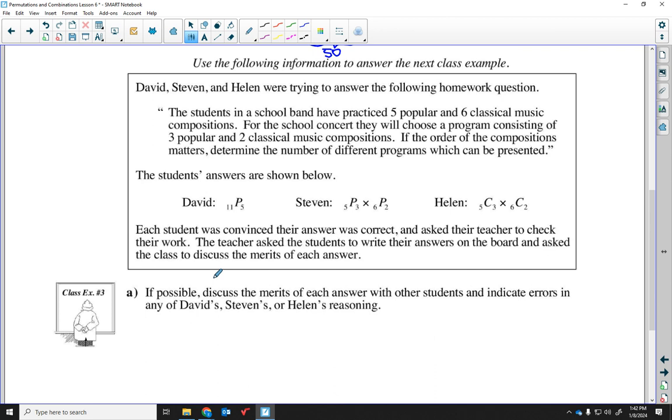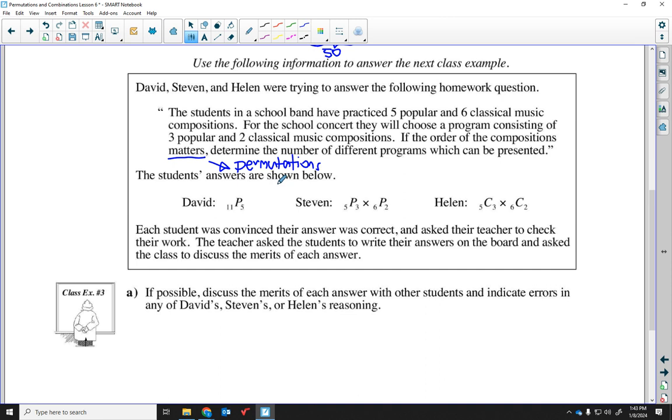So we have David, Stephen, and Helen, who are trying to answer the following homework question. Students in a school band have practiced 5 popular and 6 classical music compositions. For the school concert, they will choose a program consisting of 3 popular and 2 classical music compositions. If the order of the compositions matters, okay, so immediately note right here, it says the order matters, which means we're going to have to do something with permutations. Determine the number of different programs that can be presented.